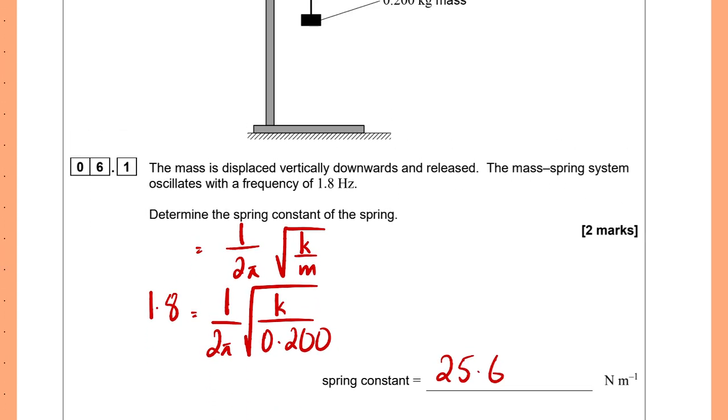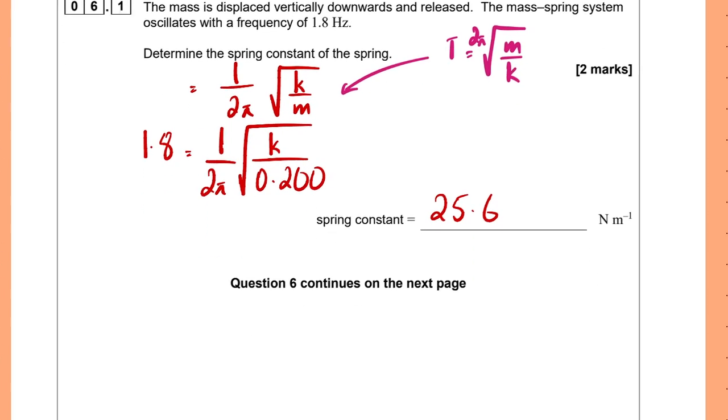Right? So that's what it is, and this basically comes from this equation, because I've written it as f. This might be confusing to some, but T is 2 pi root m over k. So for f, this would be entirely reciprocal, so it becomes 1 over 2 pi root k over m. And that's how I solve this one.